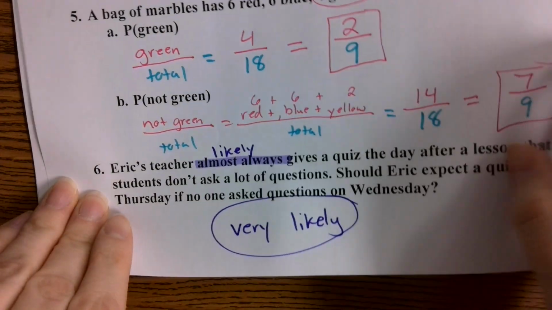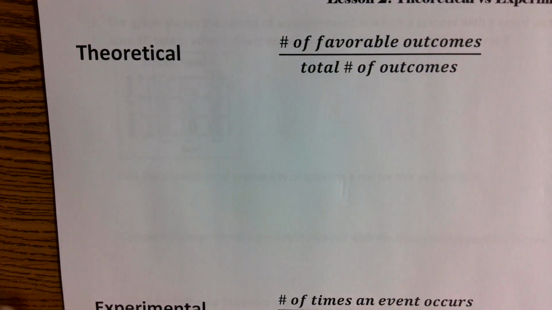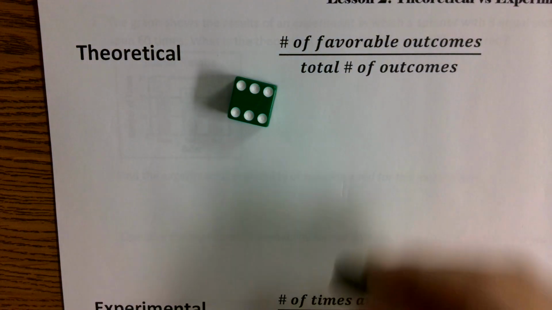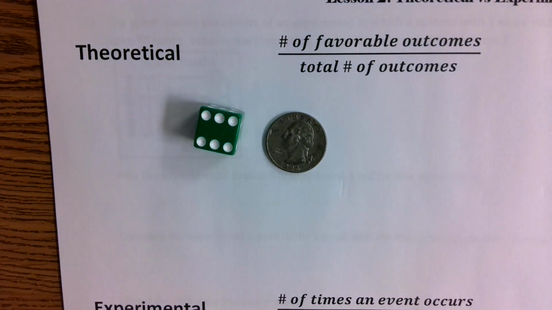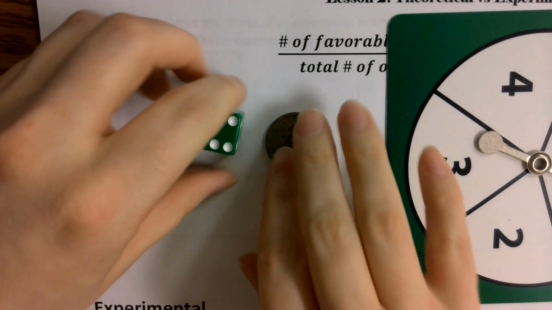Okay, let's go ahead and move on to the lesson for today. We're going to be talking about theoretical probability versus experimental probability. Theoretical versus experimental. Now, with theoretical probability, basically anytime that we have an item, like a coin, or a die, or a spinner, these all have probabilities of specific events occurring.